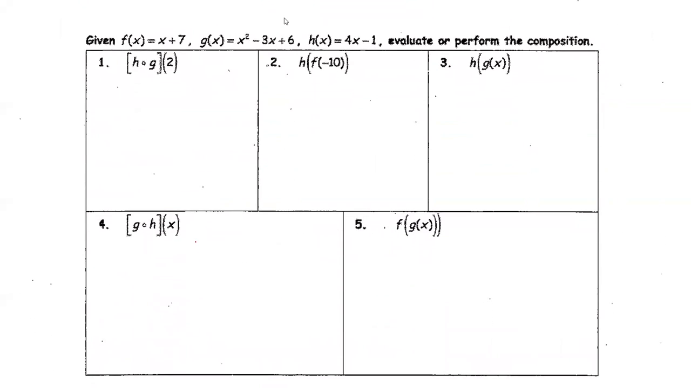I have 5 problems we're going to look at today. They're all using these same functions. We have f of x equals x plus 7, g of x equals x squared minus 3x plus 6, and finally h of x equals 4x minus 1. Our first 2 questions are with numbers. Our last 3 questions are going to be with variables.